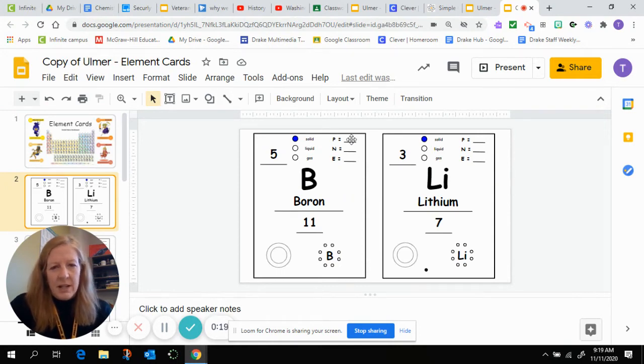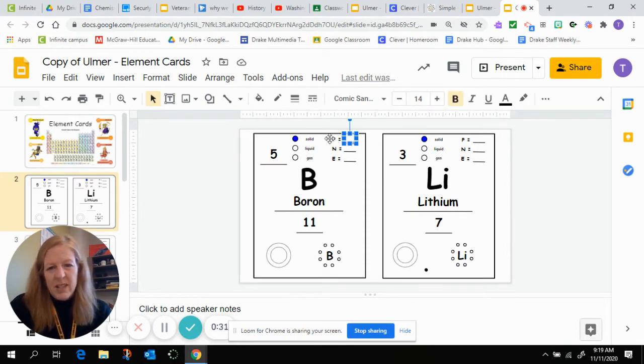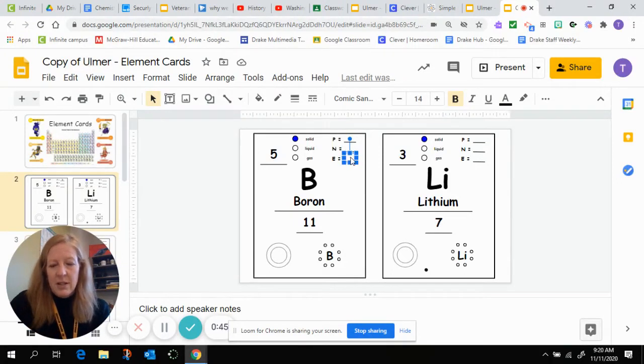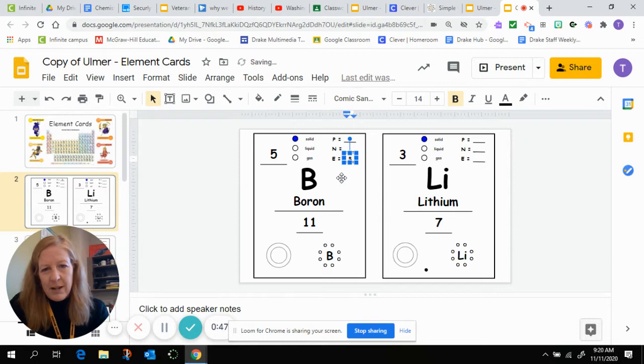On the left-hand side, step 1 is to figure out how many protons, how many neutrons, and how many electrons are in this element. Okay, so how do I figure that out? If you remember, the number of protons is equal to the atomic number, so that's going to be 5 for boron. The number of protons in a neutral atom is also equal to the number of electrons.